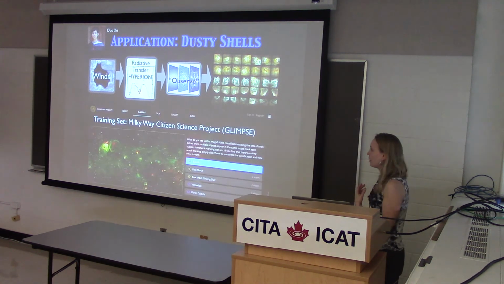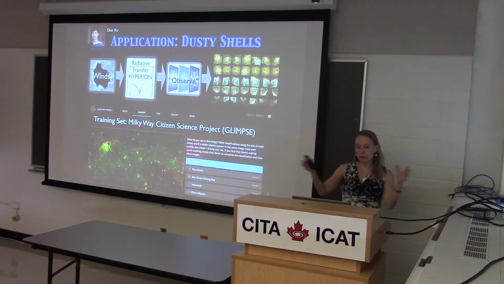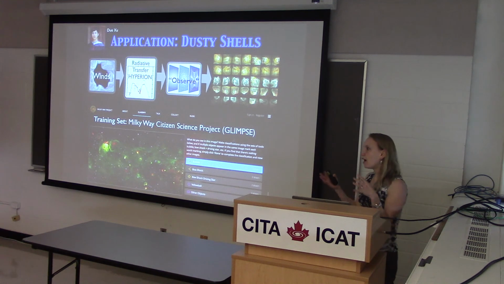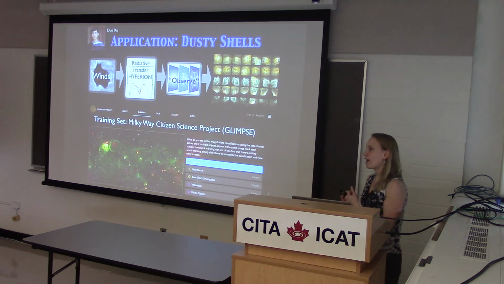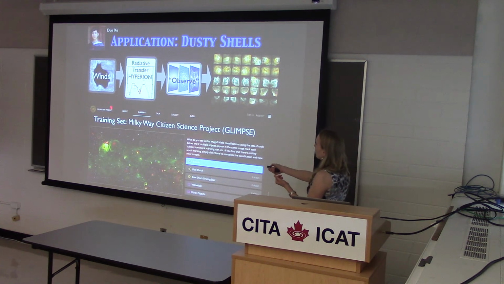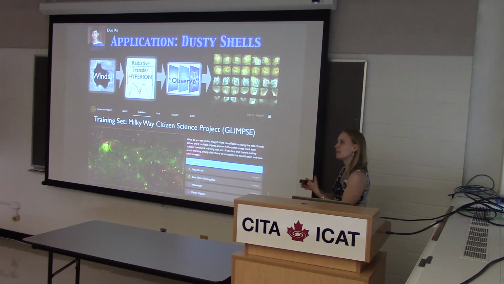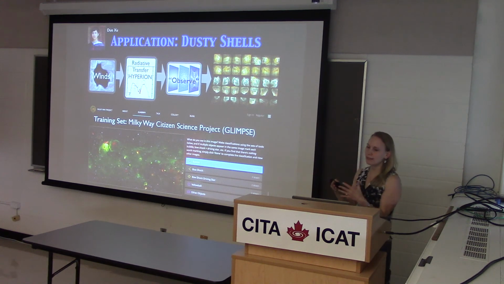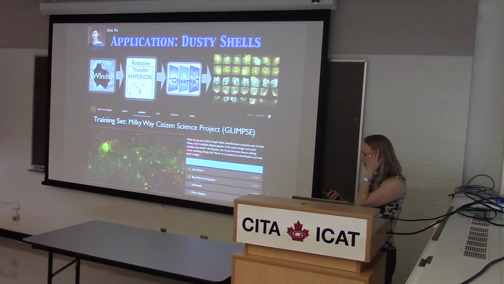It is called the Milky Way Citizen Science Project. They took the GLIMPSE Galactic Plane Survey, and by eye, people have gone to this website and actually identified all of these shells. So this provides an excellent way for us to use an existing training set and actually use the simulations to see if we can make it better, or characterize completeness, and see how well people do compared to our machine learning algorithm.